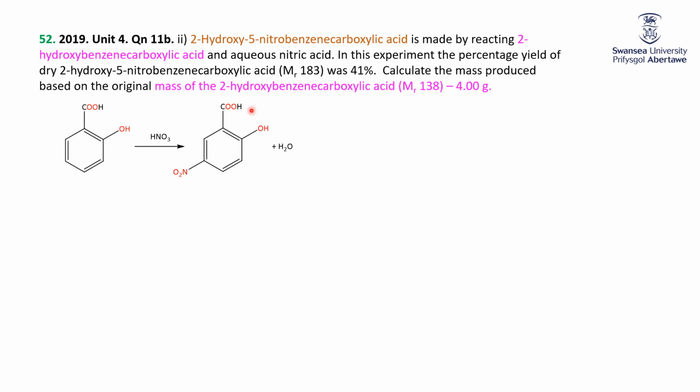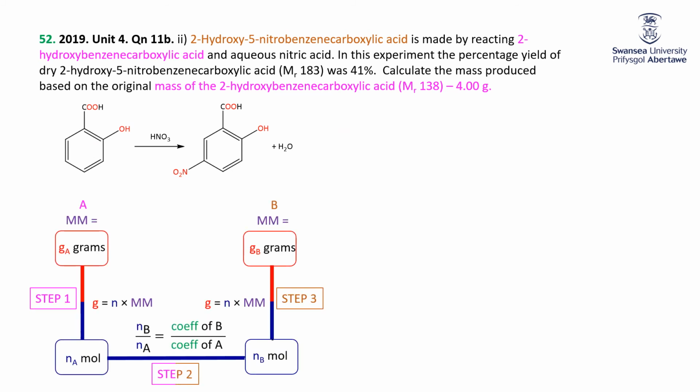2-hydroxy-5-nitrobenzene carboxylic acid, right there, is made by reacting 2-hydroxybenzene carboxylic acid and aqueous nitric acid. In this experiment, the percent yield of the dry 2-hydroxy-5-nitrobenzoic acid was 41%. Calculate the mass produced based on the original mass of the 2-hydroxybenzene carboxylic acid here, which was 4 grams.